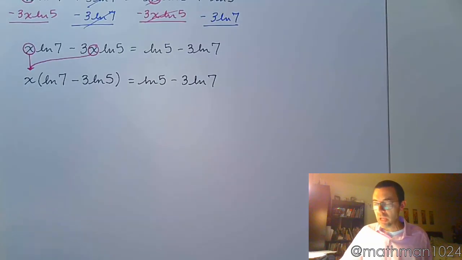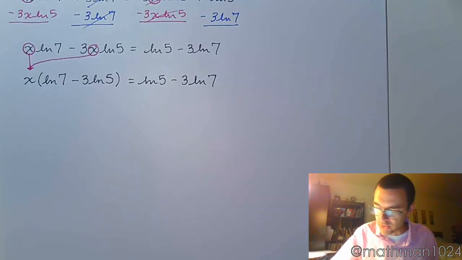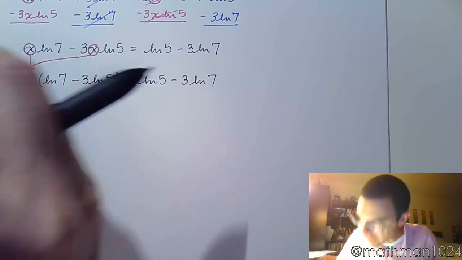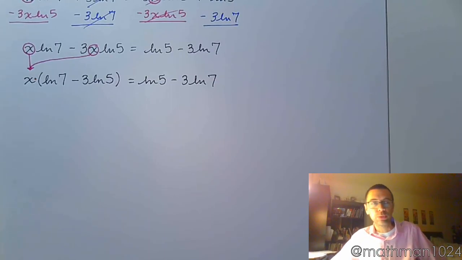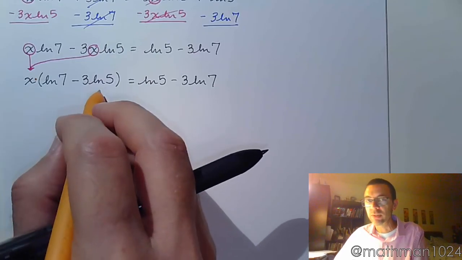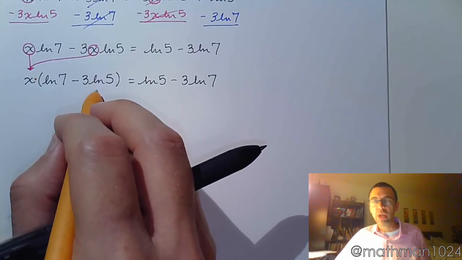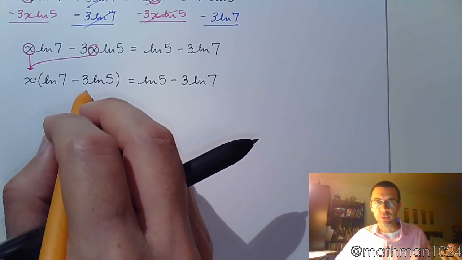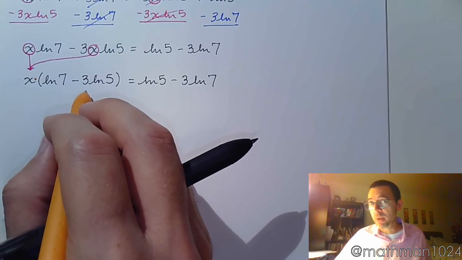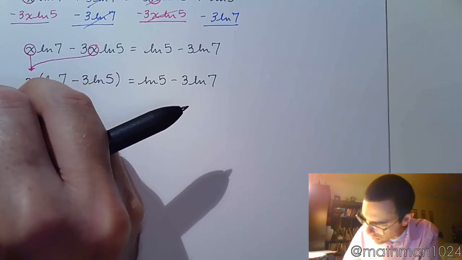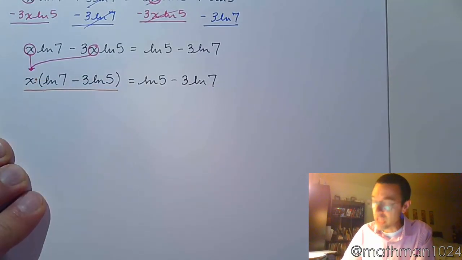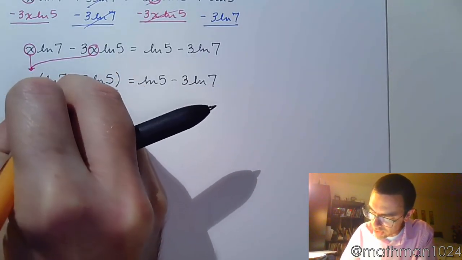Alright, well, how do you get x by itself? This is x times that group. Well, keep in mind that the natural log of 7 minus 3 natural log of 5 is just a number. So if I had 3x equals something, you know you would divide both sides by 3. So here, whatever that decimal is, I don't really care. I'm going to divide both sides by that.